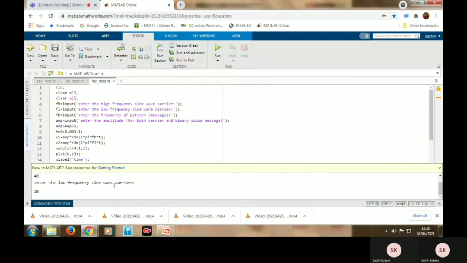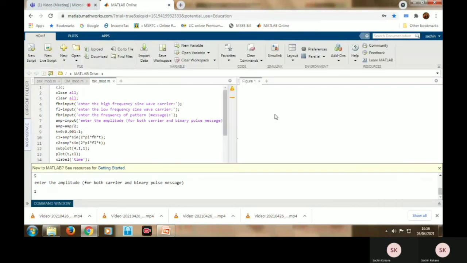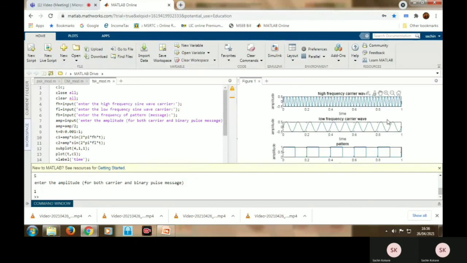So the next message is: enter the frequency of pattern, meaning the message signal. Here I will take the frequency of the message signal as 5. And after that, the next message is: enter the amplitude of both carrier and message signal. So here I'm taking amplitude as 1. Once I give all the values, on the right side we will get all the waveforms. So this is the output.